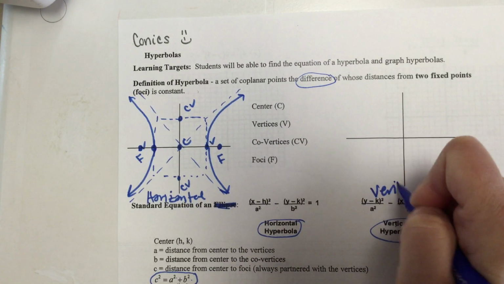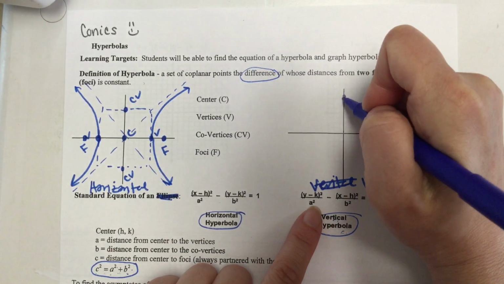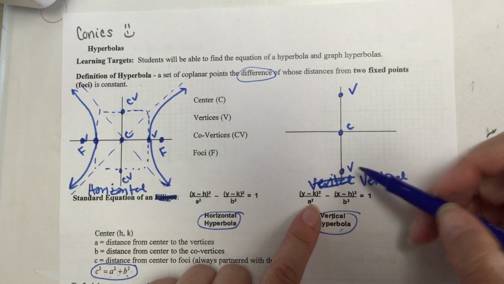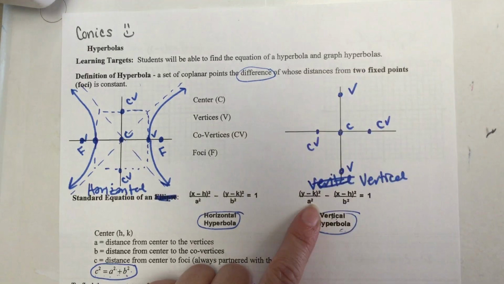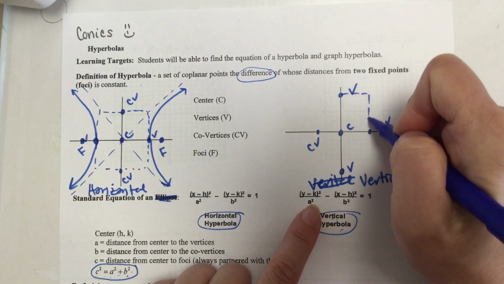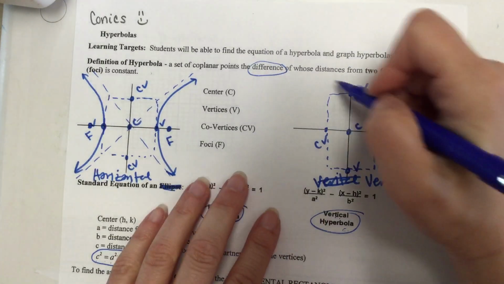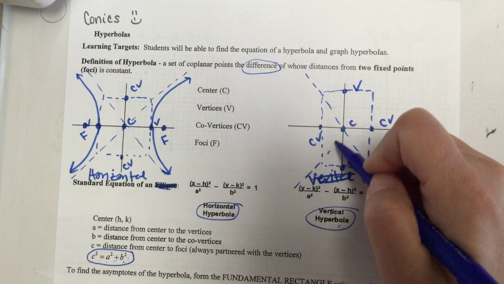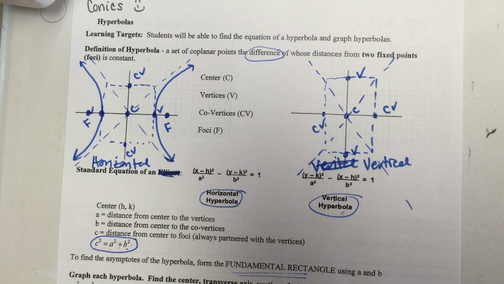Now, if we have a vertical hyperbola, that means the vertices, let's say the center's at 0, 0 again, are going to be vertical, so up and down. Your co-vertices are going to be side to side. From your vertices and your co-vertices, you make what's called the fundamental rectangle. Now your asymptotes have to cut through the corners and the center. And what this is doing is it shows you how wide the branches are going to be.